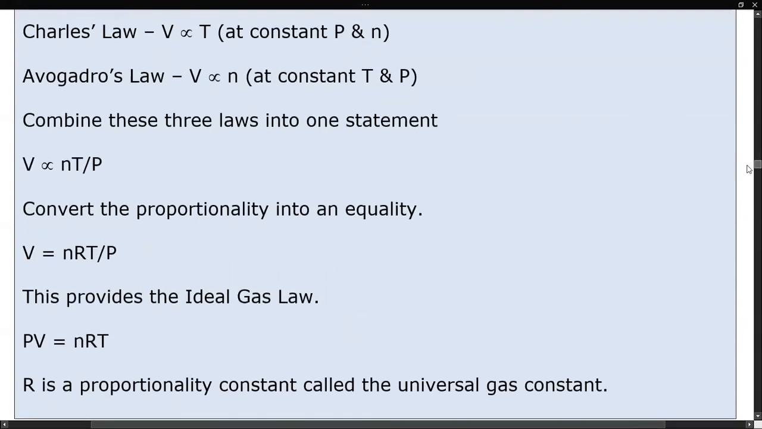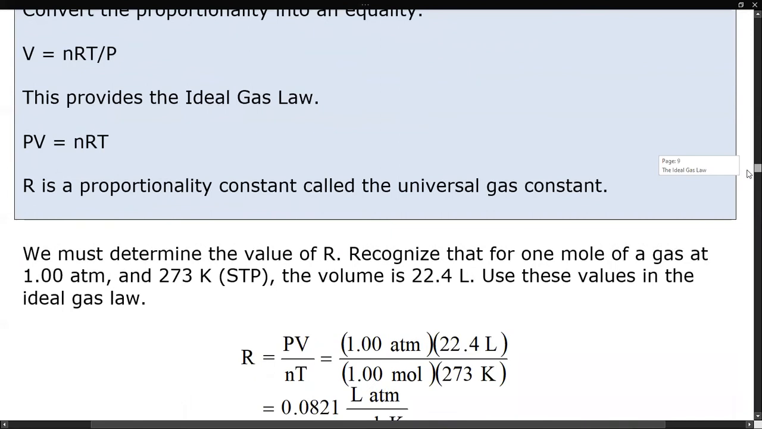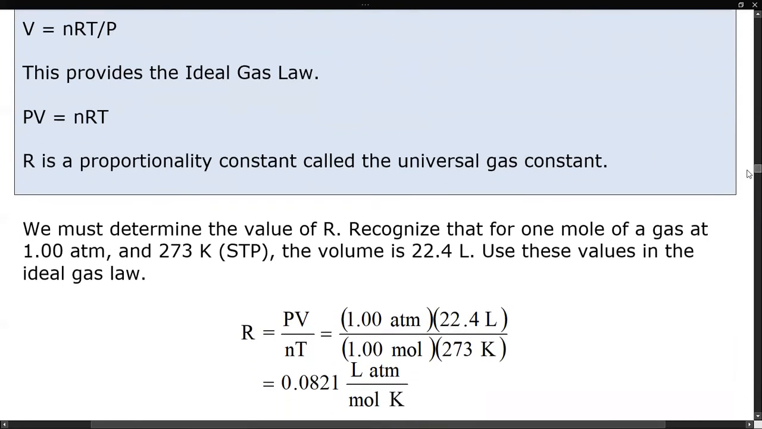Or we can slightly rearrange that to give us the gas law as you're used to seeing it, PV equals nRT, where R is that proportionality constant. We call it the universal gas constant. We did a version of that in thermodynamics, but we're going to use a slightly different version here. So we have pressure in atm, volume in liters, and temperature of the gas in Kelvin.